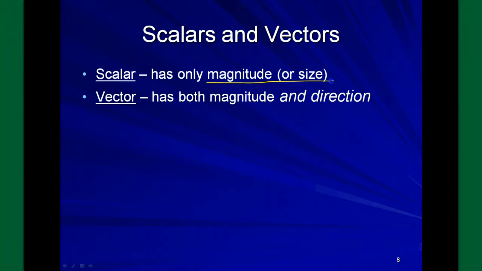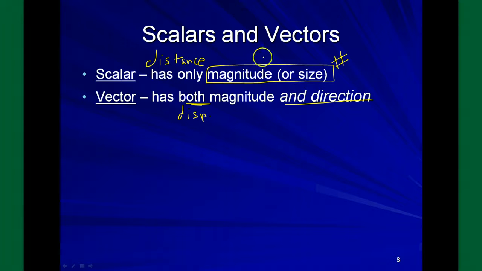A scalar has only magnitude, or size. In other words, that's a number, okay? An example of a scalar measurement is distance, for example. A vector, on the other hand, has both magnitude and direction. So with a vector, all you do is add in the direction, okay? With distance, we're only concerned about how far we went. With displacement, we're concerned about how far we went and in what direction. Distance would be the scalar quantity and displacement would be the vector quantity.